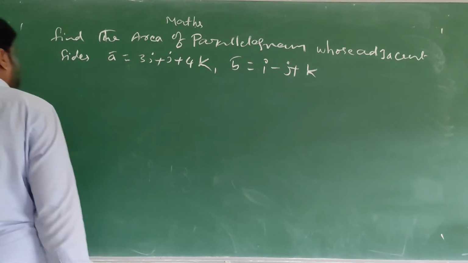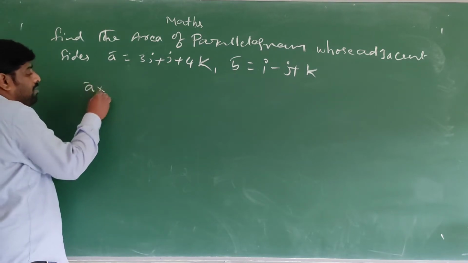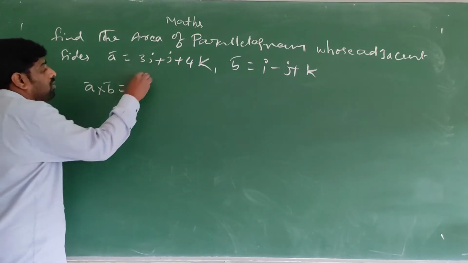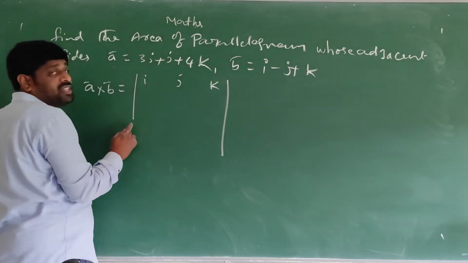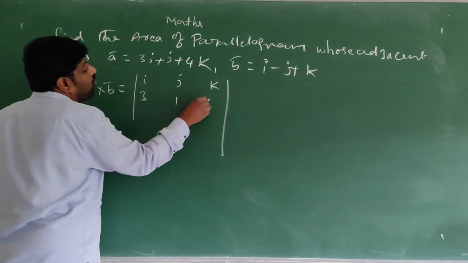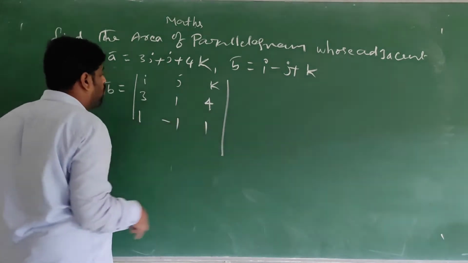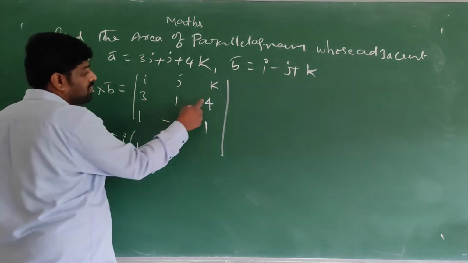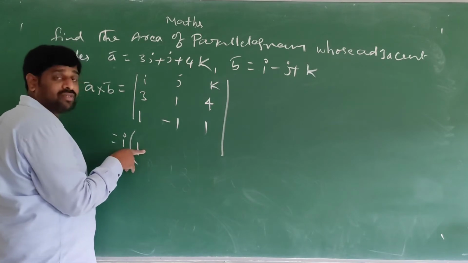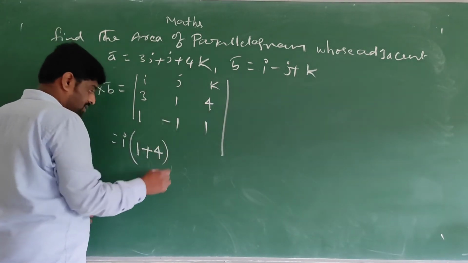First we have to find the magnitude of A bar cross B bar. A bar cross B bar is the determinant of i, j, k; A bar coefficients are 3, 1, 4 and B bar coefficients are 1, minus 1, 1. I into (1 times 1, plus 4 times 1), the sign minus into minus becomes plus.